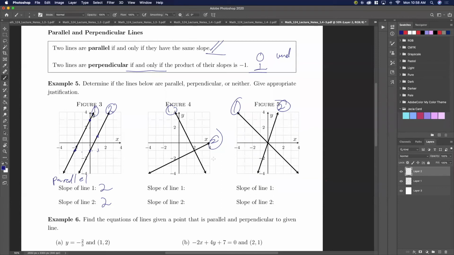All right, let's do this one. So here we have line 1. I'm going to choose this point and this point. So I'm going to go down 1, 2, and over 1. So this would be down 2 over 1. So the slope of line 1 is -2. Here I'm going to go over 1, 2, and up 1. So this is the slope of a half. Notice that -2 times a half is equal to -1. That means these two are perpendicular.